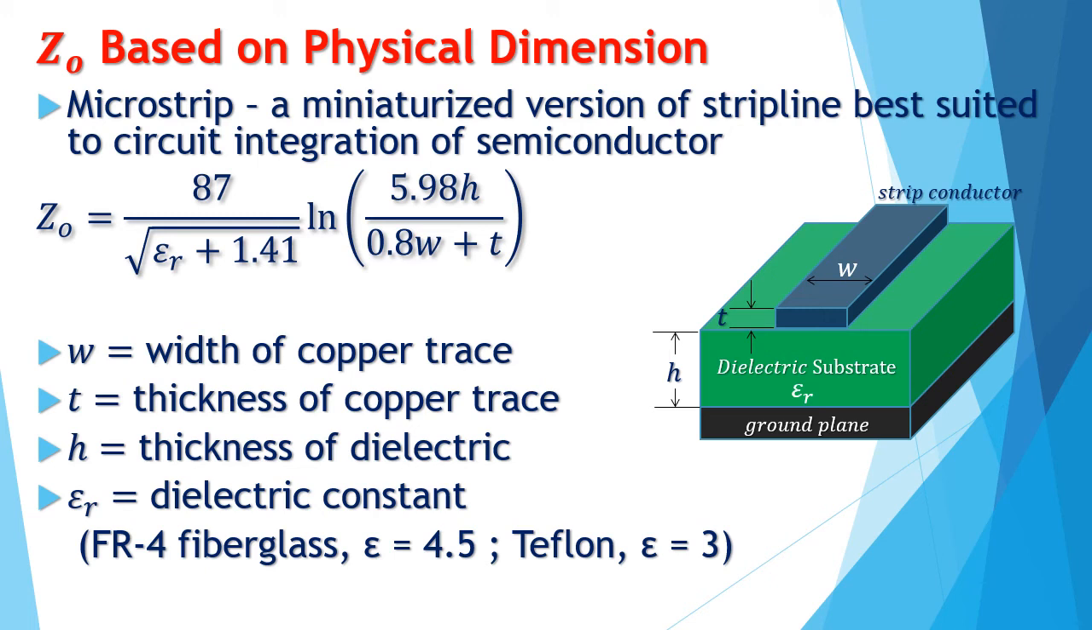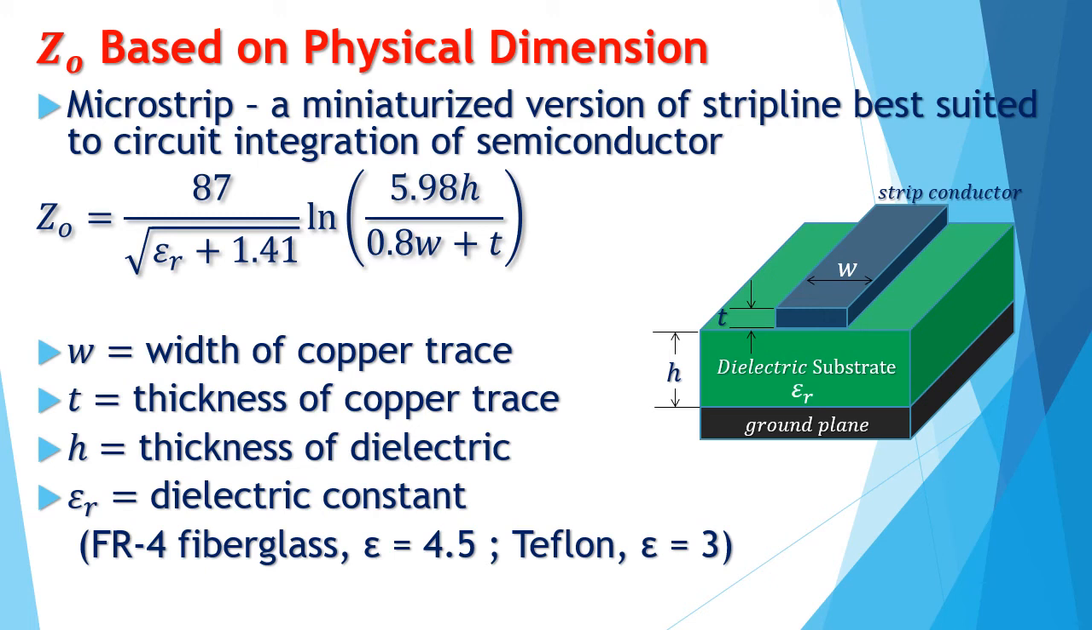Now for the variables, W is the width of the copper trace, so same as the strip line. T is still the thickness of the copper trace. H, the same, the thickness of the dielectric, and epsilon sub R is just the dielectric constant. So same as before, these are the commonly used materials. We have FR-4 fiberglass and Teflon.